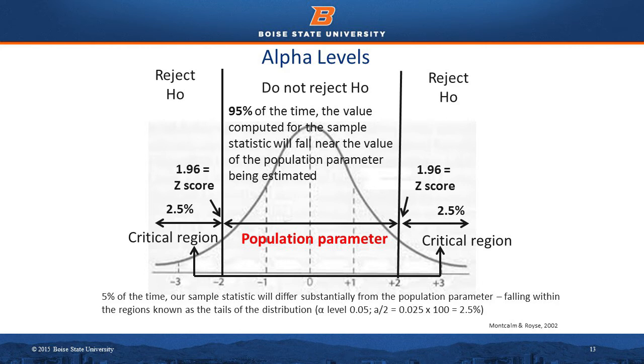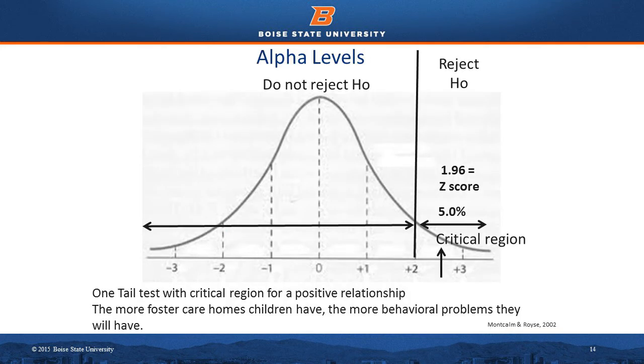For example, 5% of the time our sample statistic will differ substantially from the population parameter, falling within the regions known as the tails of the distribution. Alpha level 0.05. Alpha divided by 2 equals 0.025 times 100 equals 2.5%. Unlike the two-tail hypothesis mentioned above, the distribution of a one-tail hypothesis will indicate the critical region, or 5% of the distribution, to be on one tail or the other.